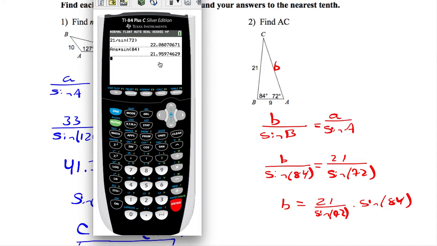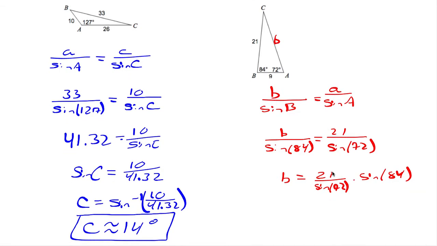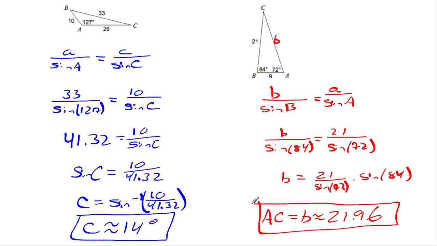And there we go. We get 21.96 about. So B, so side AC is equal to B, which is about equal to 21.96. So that is my answer. Simple enough.